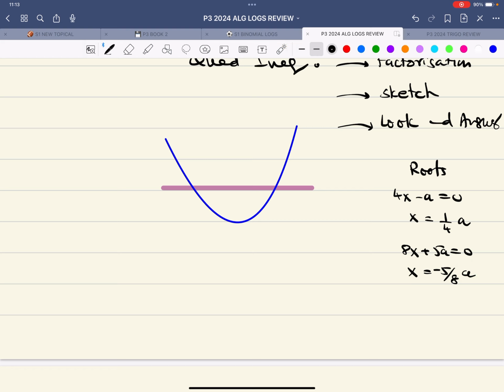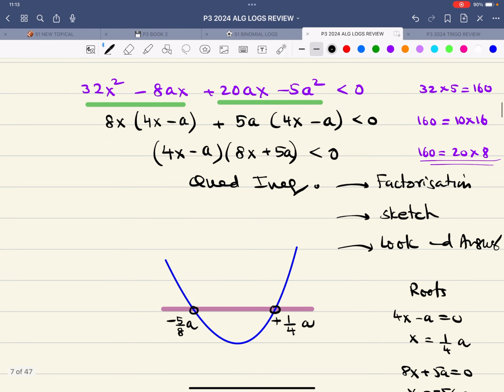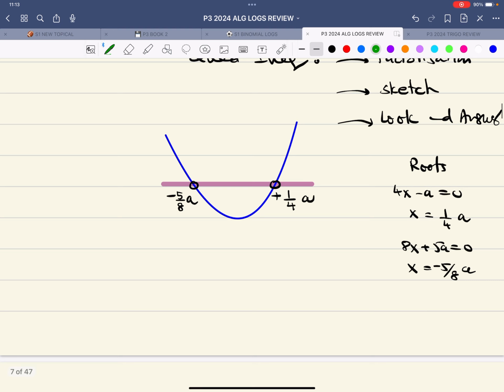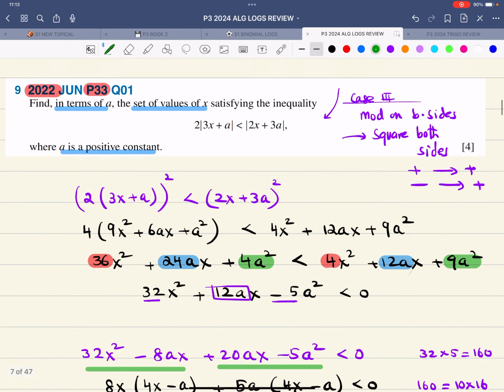So minus 5 over 8 is smaller. That is minus 5 over 8a. And this is positive 1/4 a. And we are looking at this thing that is less than 0. That is below the x-axis. So we are focusing on this region. Therefore, the final answer is x lies between negative 5 over 8a and positive 1/4 a. And that's how this question is solved.